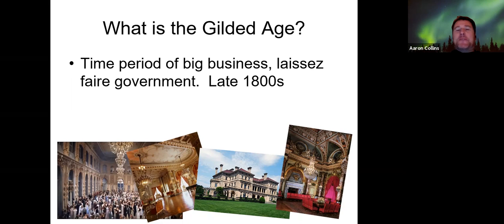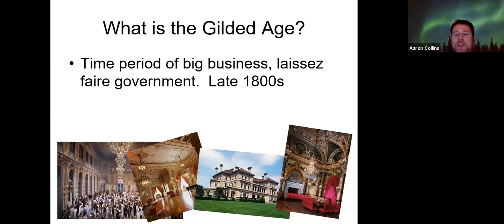It was a time of laissez-faire. Now, laissez-faire, and we'll put this on a separate note card, means hands off. So laissez-faire government means the government is just going to back off and let the big industrial corporations do whatever they want. You want to set the river on fire, go for it. You want to pollute the air with all that rust, go for it. We don't care, we're just the government. You do whatever you want. And so the Gilded Age is basically the late 1800s, so make sure you have that written down.